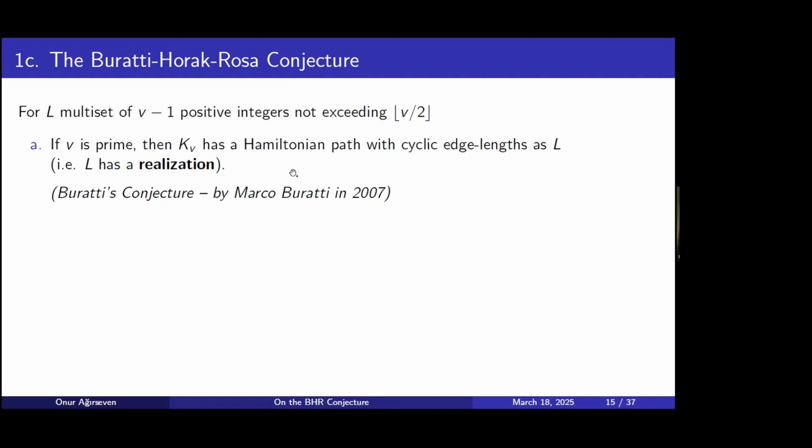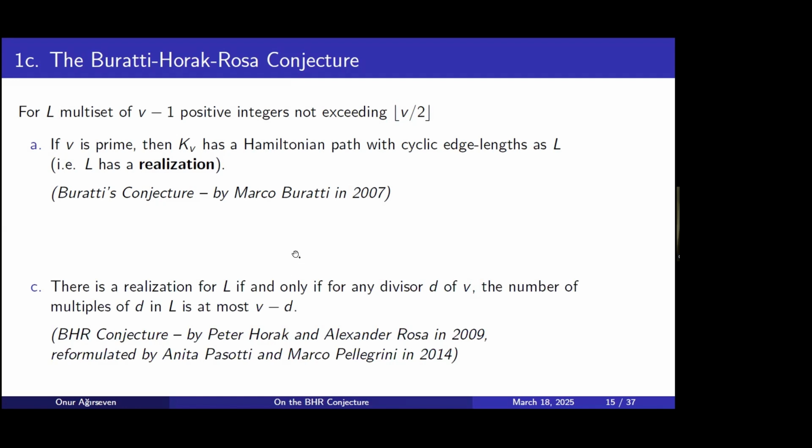Later, this will move down to C. Don't be alarmed. There is a B in the middle that's coming. Later, Peter Horak and Alexander Rosa in 2009 reformulated this for general V, where V is not prime. And then Anita Pazzotti and Marco Pellegrini, who I believe is listening to the talk right now, have reformulated it.